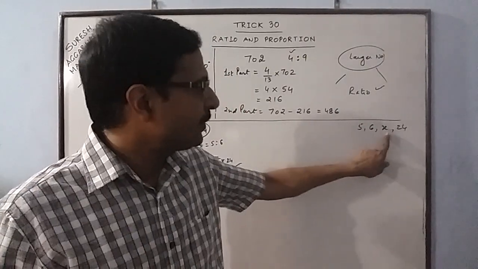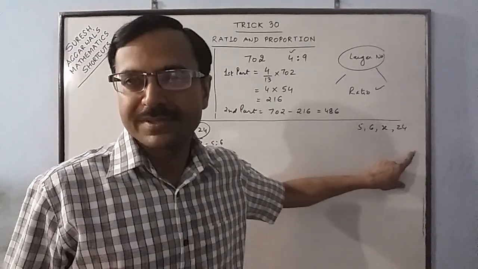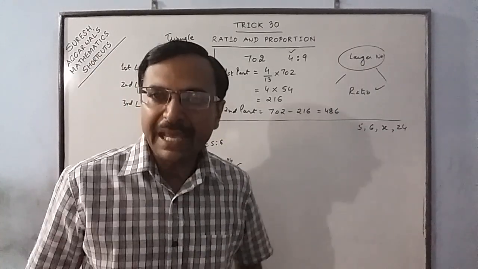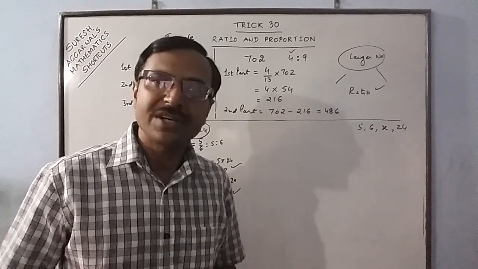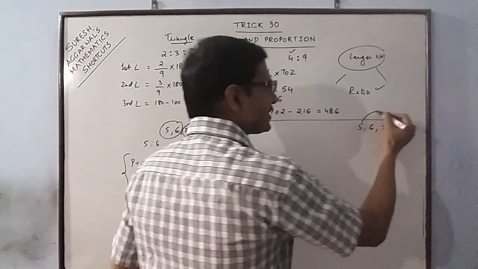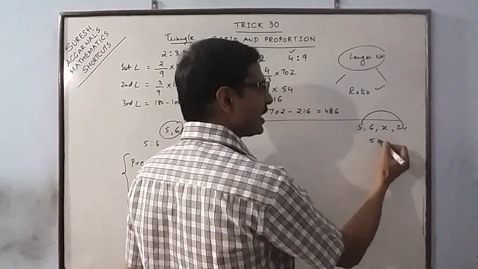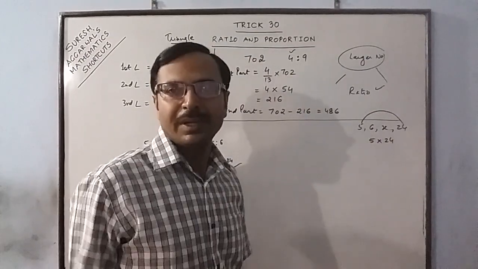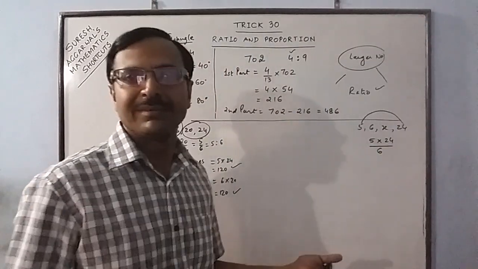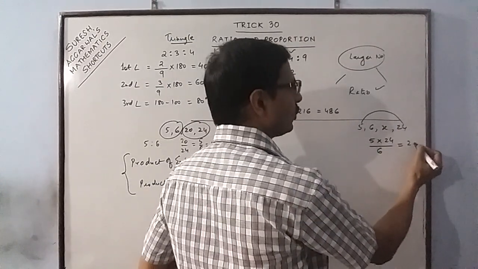This x can come in place of any of the four numbers. So you can find x directly without implementing any method in this. Just do the product of extremes because both the extremes are known, and just divide it by the one of the means which is given. So the answer will automatically come out to be 20.